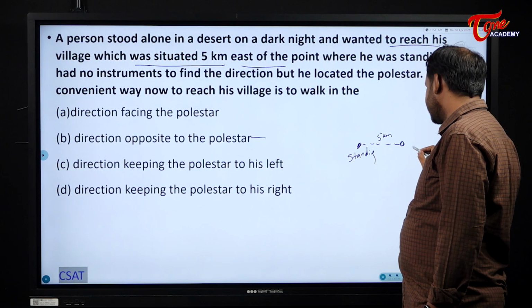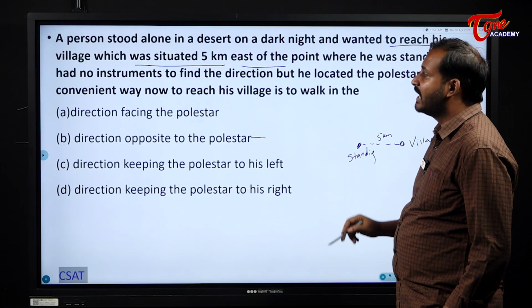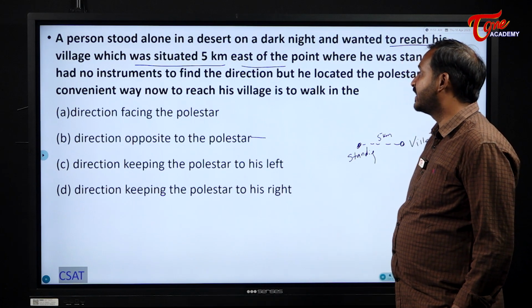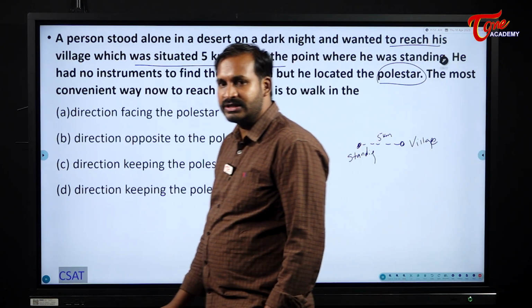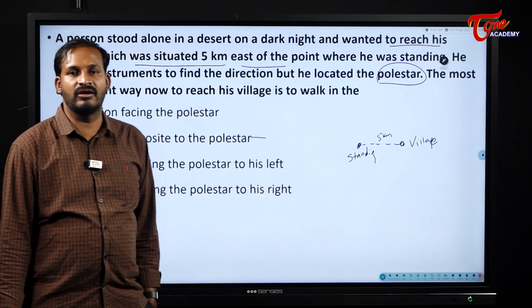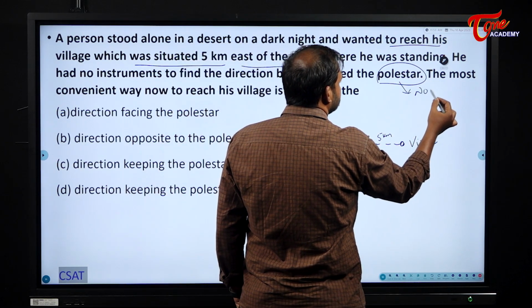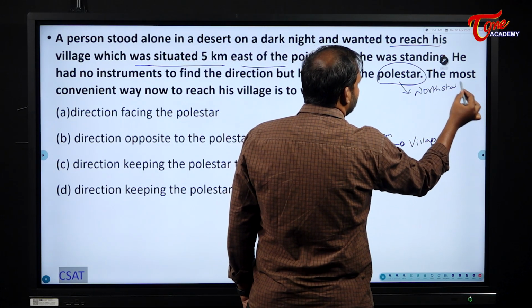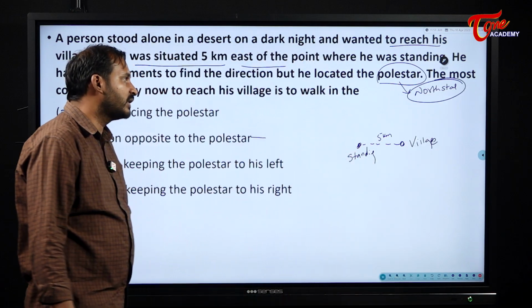This is his village. Now, where he was standing, he had no instruments to find the direction, but he located the pole star. What is the meaning of pole star, students? Pole star is nothing but the star which will always be present in the north direction. Pole star is also called the north star. That means the pole star will indicate the north direction. But he located the pole star.